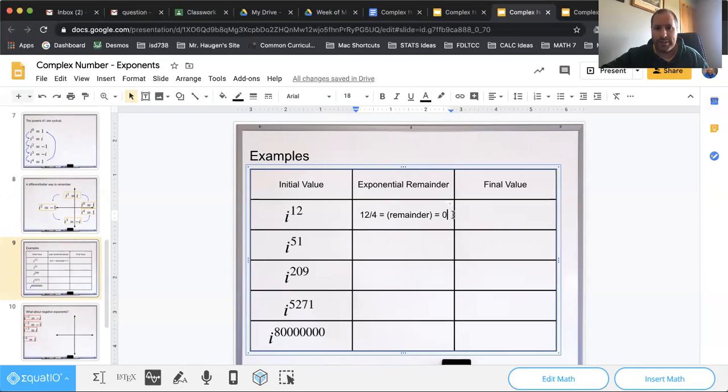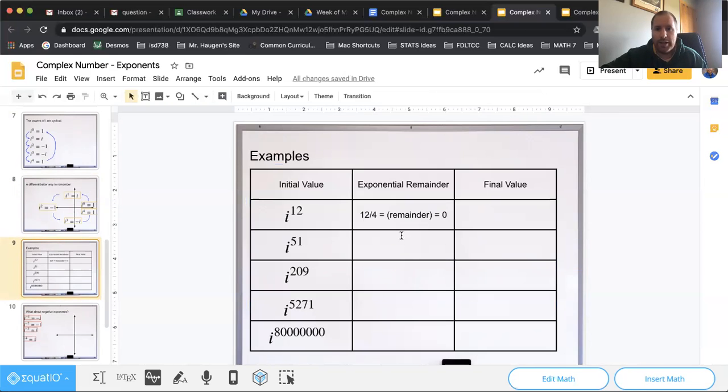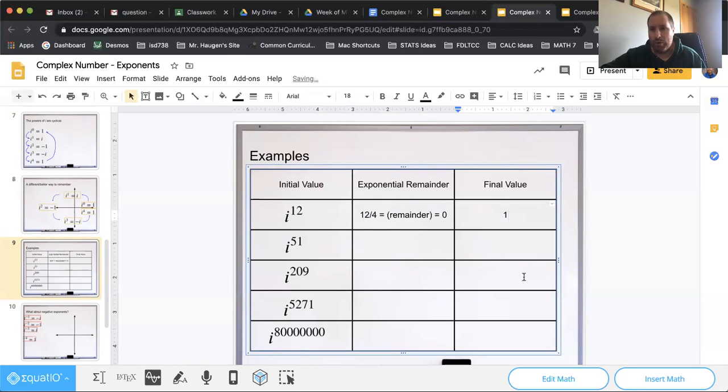The remainder is 0. So that means this is the same as doing i to the 0 power, right? It's the same thing. So the final value on this one is 1. I know what that is because i to the 0 power is 1.